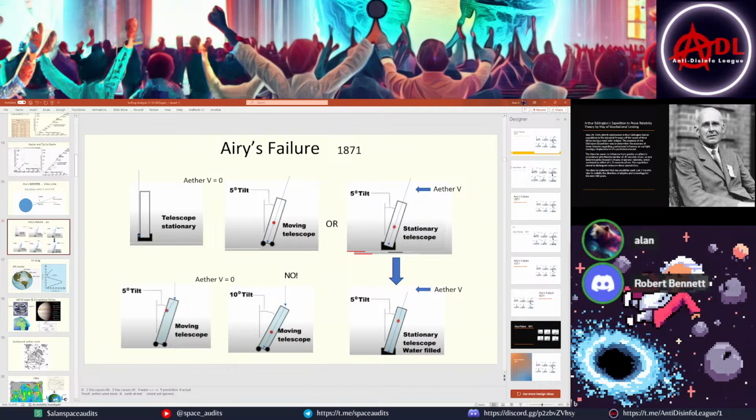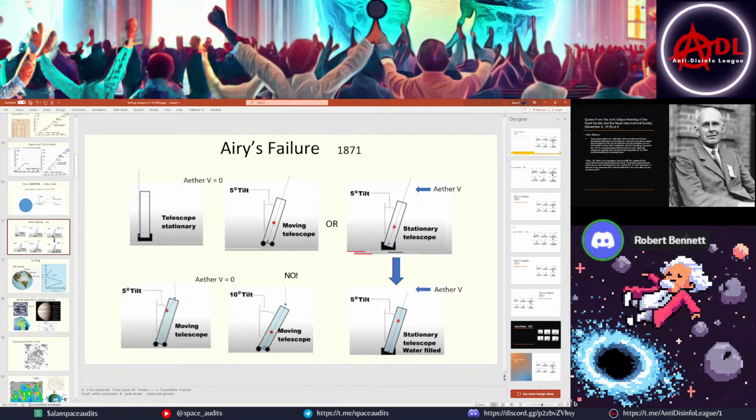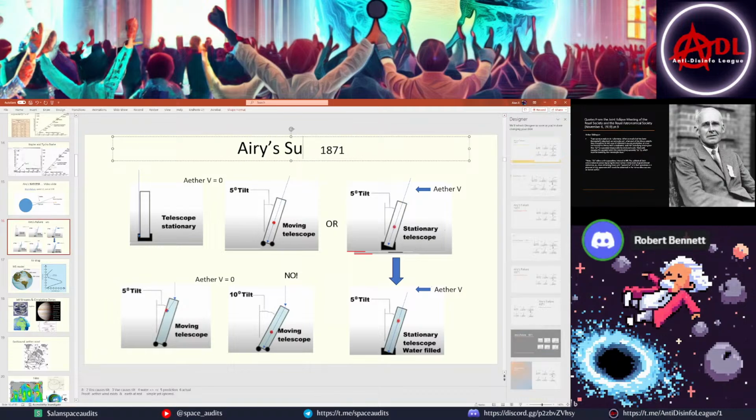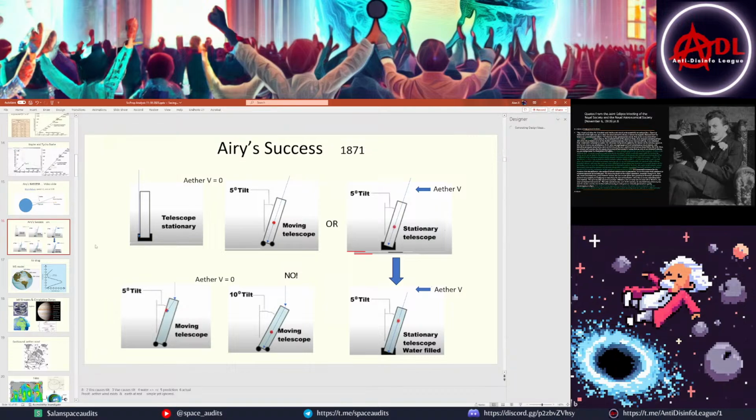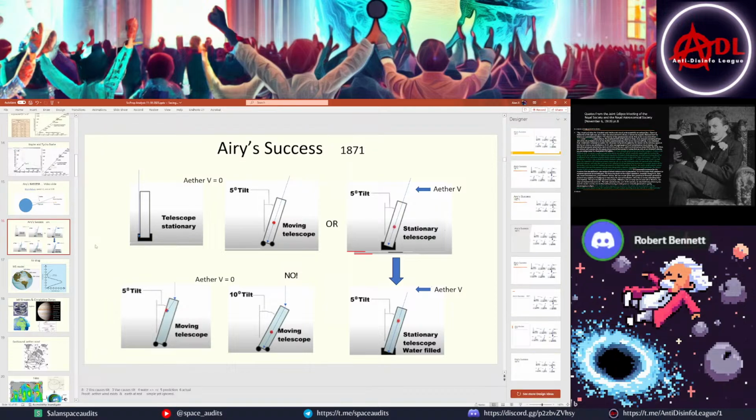One of the greatest experiments of all time is Airy's failure, because it showed that the Earth is at rest and the ether is in motion. And no one has disproven that in the 300 years since he stated it. So I recommend going to Airy's success.